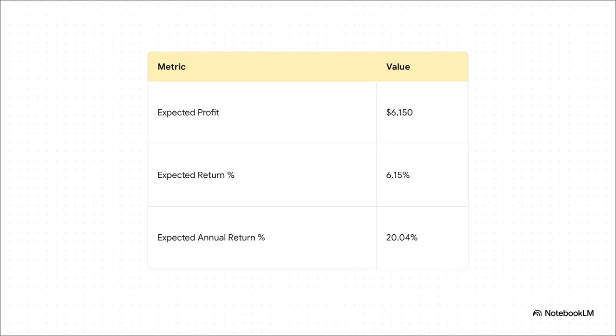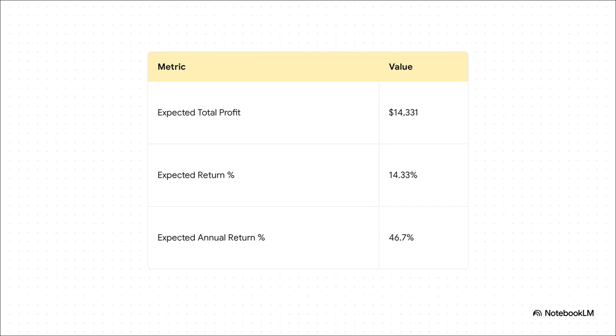So let's look at scenario 1. Let's say we only get the primary entry at M, and the price runs all the way to target 3. The model projects an expected profit of about $6,150. That's a 6.15% return, which annualizes to a solid 20.04%.